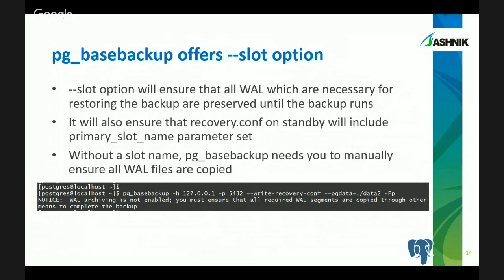what you would get is a warning that archiving is not enabled, and you have to manually ensure that all the WAL segments have been copied. This is a particularly annoying situation, especially when you are adding new replicas on the fly. So if you're setting up replication in the very beginning, this does not really matter much. But if you're adding replicas on the fly, this could be really troublesome.